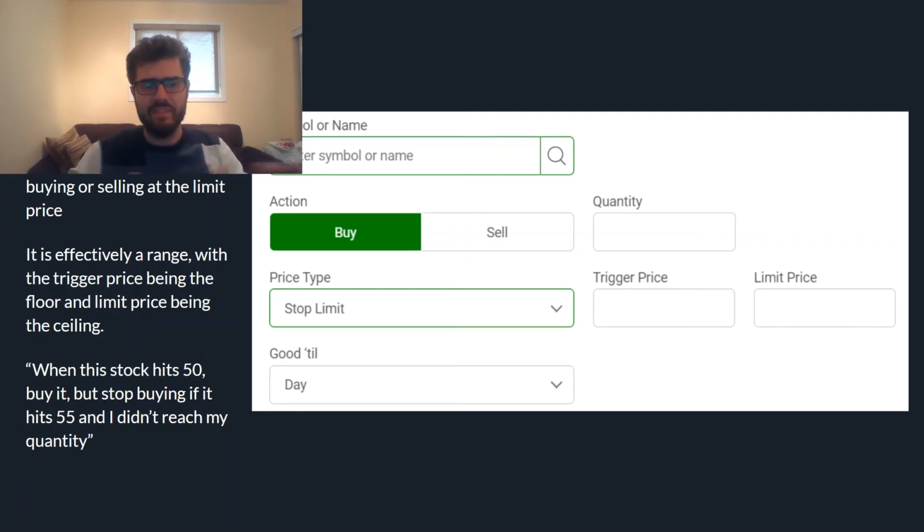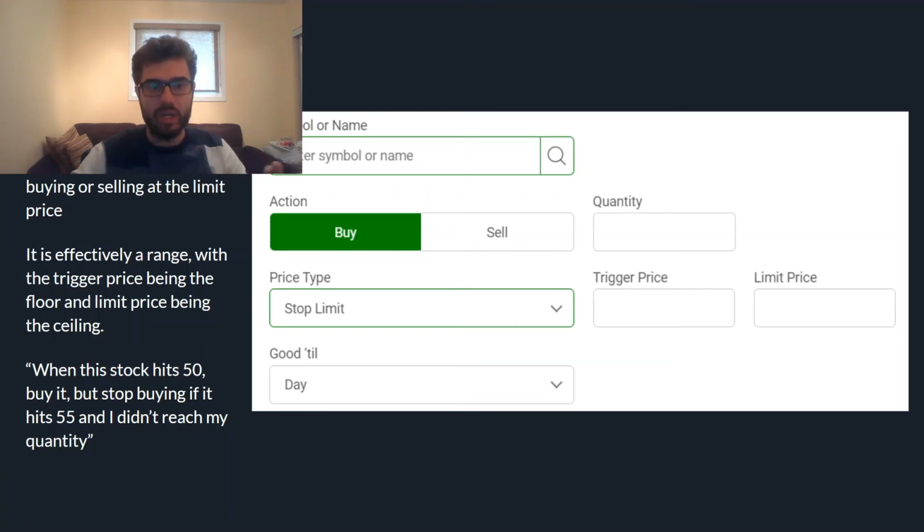So what is this? It's effectively a range with the trigger price being the floor and the limit price being the ceiling. On the sell side, of course, you want to go the other way because you want to sell for higher, right? You want to buy lower, you want to sell higher. And that's hopefully, right? We want to use that mentality to make a little bit of money here, at least not lose it, right?